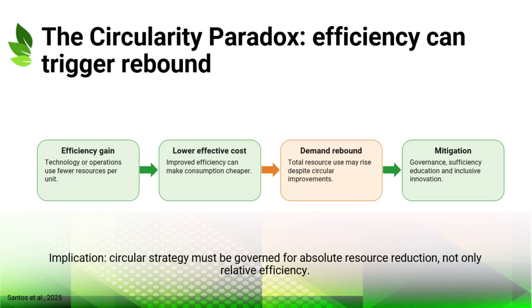Mitigation requires corporate governance, sufficiency education, and inclusive innovation. In other words, managers should ask whether circular improvements genuinely reduce total environmental pressure. Without that question, efficiency can accidentally reproduce the extractive logic that circularity is meant to replace. The target is less total impact. Therefore, governance matters.